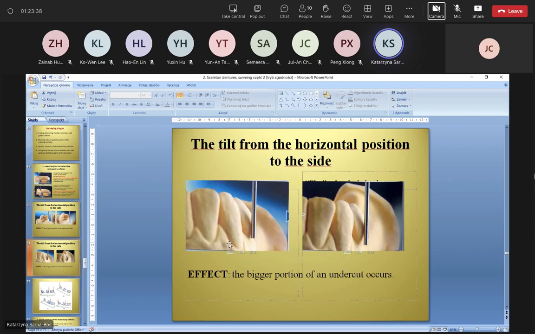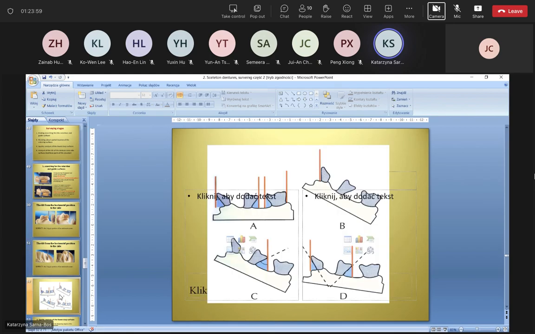Again, the horizontal position of the gypsum model, as you see, there is no undercut on an abutment tooth, but when we change the position of the model, we can find an undercut and can think about designing the clasp on that surface. Yes, so again, by tilting the models, we can find the better undercut.